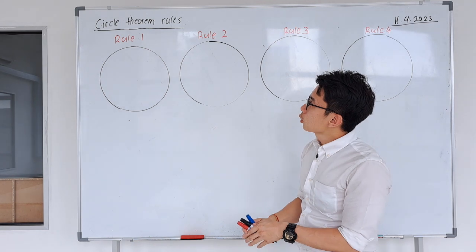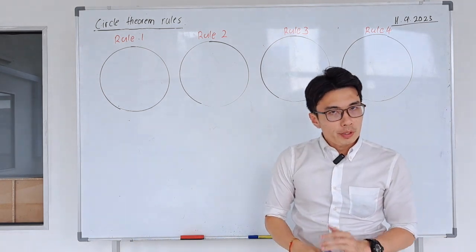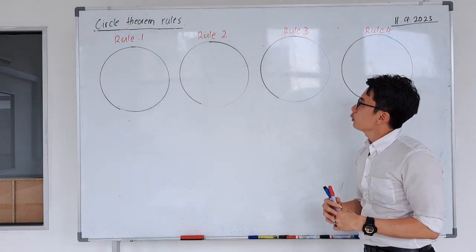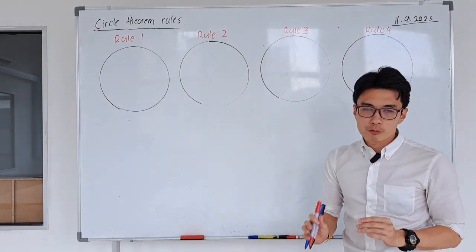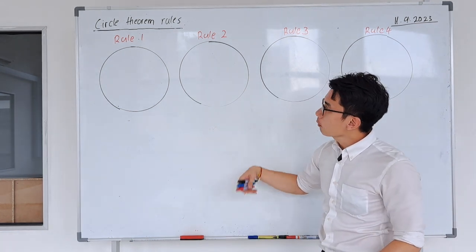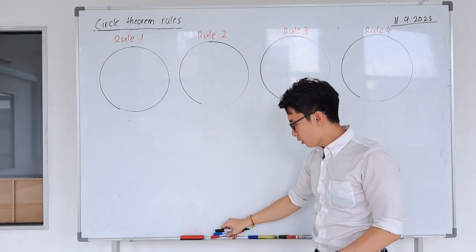Okay, so for circle theorem, we have a total of 7 rules. In this video, I'm going to show you the first 4 rules in circle theorem. Okay, so I'm going to show you rule number 1.